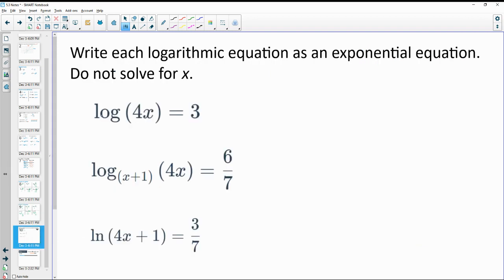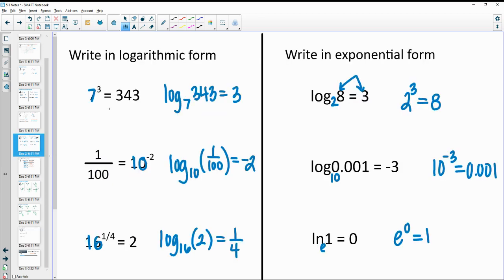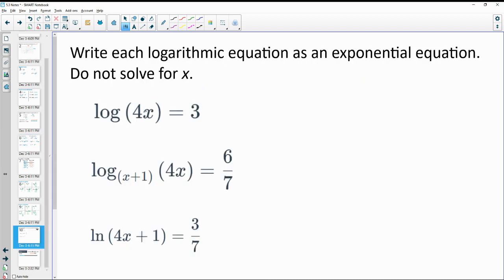Then let's rewrite these logarithmic equations as exponential equations, but don't solve for x. So now we're just going to be doing what we did here, where we're just rewriting in exponential form. This time we just have a variable. So remember that if the base isn't written, it's a 10. So this one is 10 to the 3rd equals 4x. And again, we're not solving it, but 10 to the 3rd equals 4x.